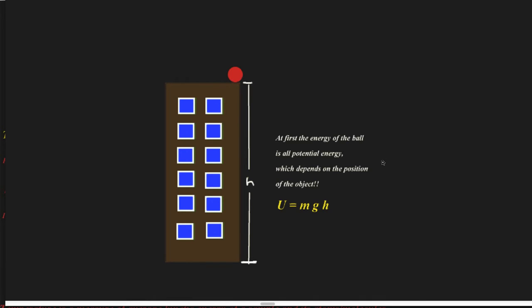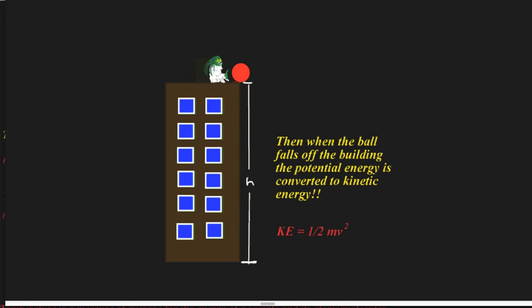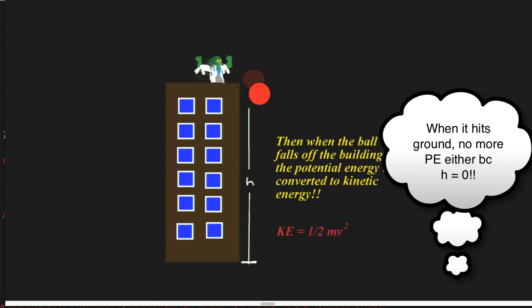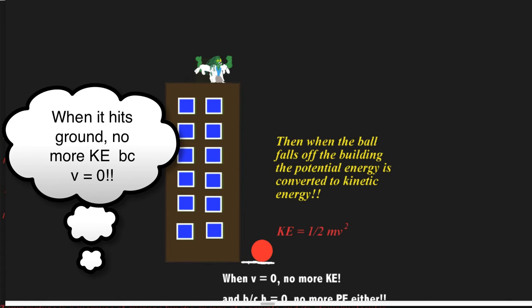At first, when the ball is way up here, it's all potential energy depending on the height of this building and the mass of that ball. Now, whenever I then push the ball, after I do my little incredible scientist transformation, now because it's starting to move, it's now 1/2 mv squared. There's less and less potential energy as this ball is coming down until there's none because the height is 0. And there's no kinetic energy at the bottom either because the velocity is also 0.